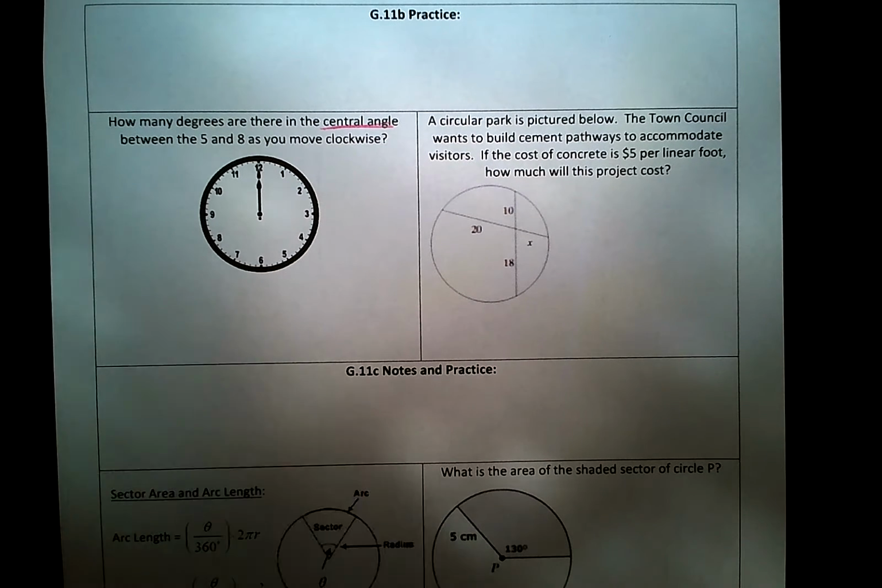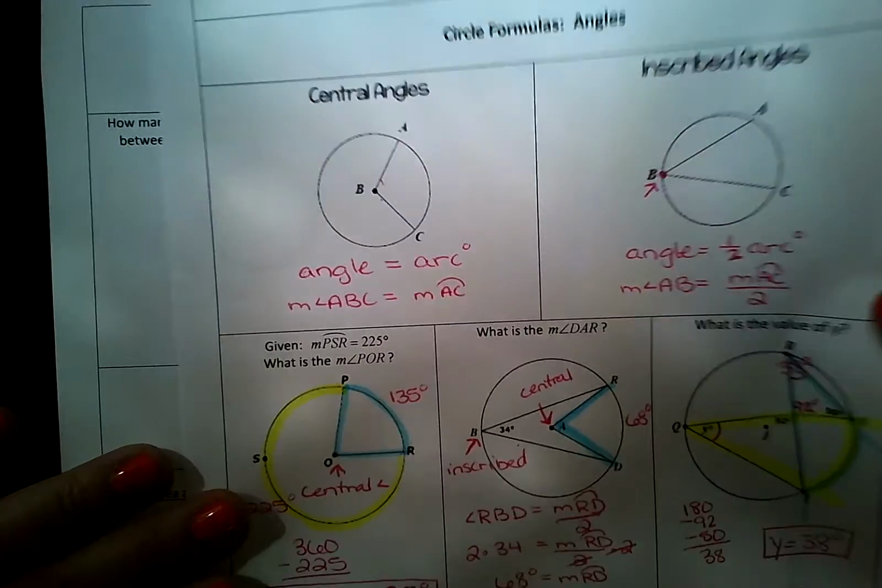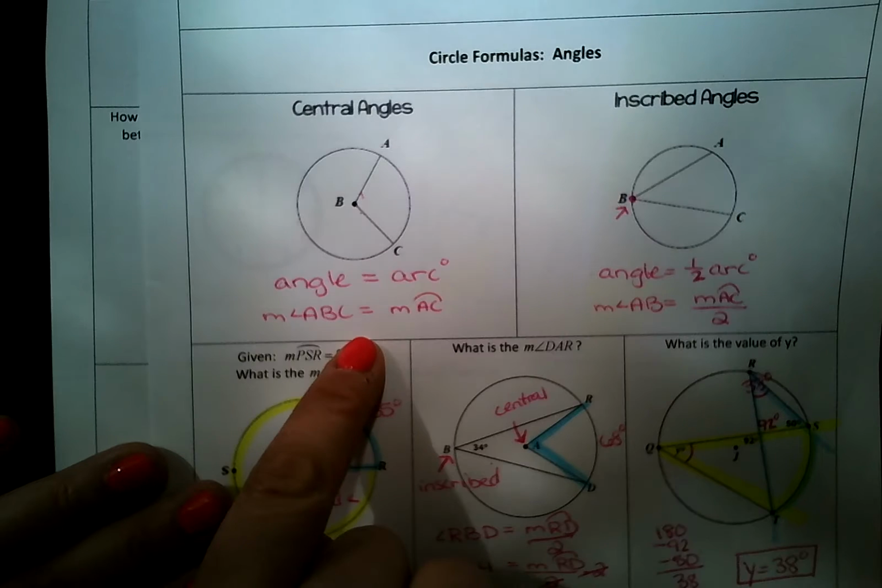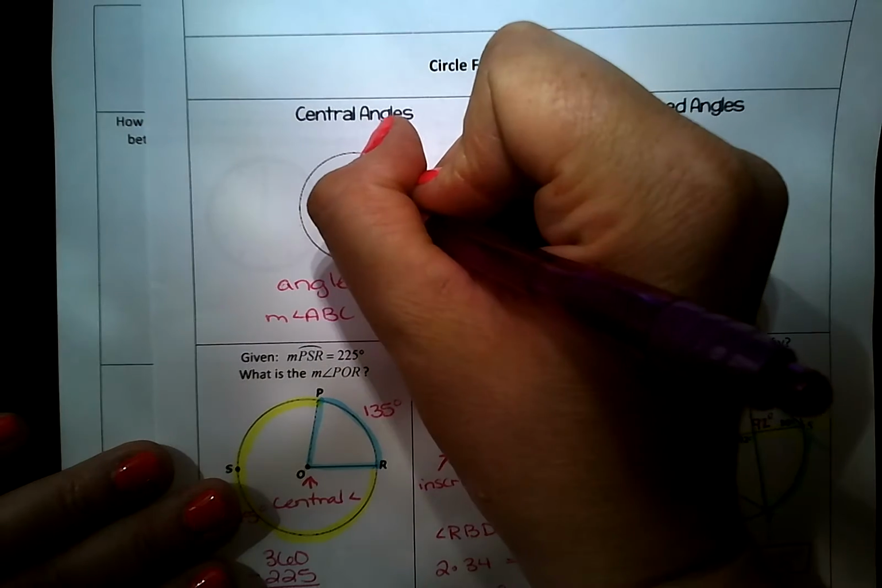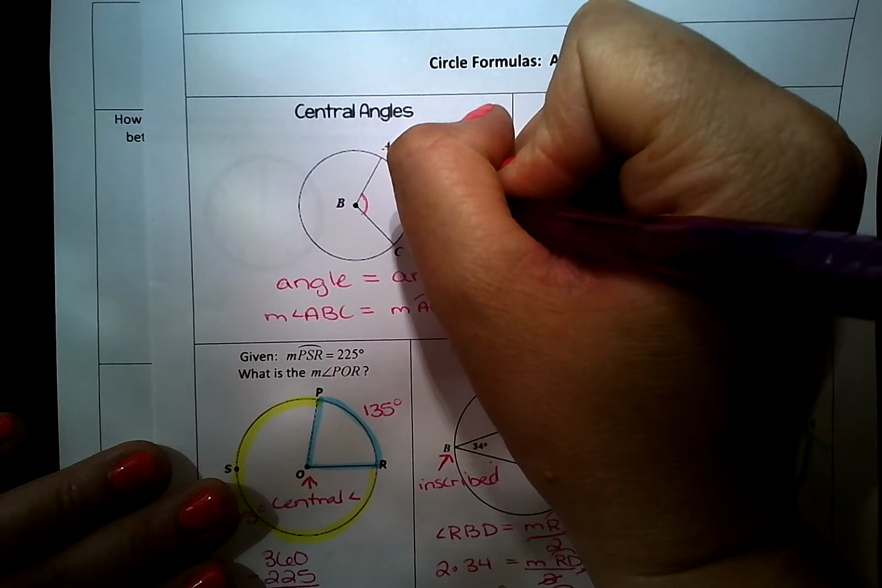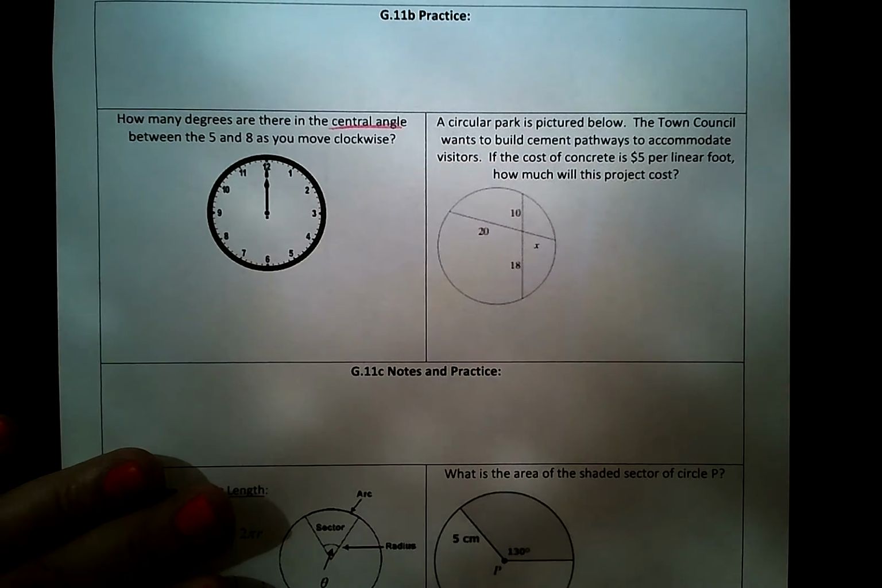Okay, central angle. Let me get up here and find my information about central angles that we've talked about. What we know about central angles is that the angle and the arc are exactly equal to each other. This interior angle is exactly equal to the arc. Okay, so let's take a look.